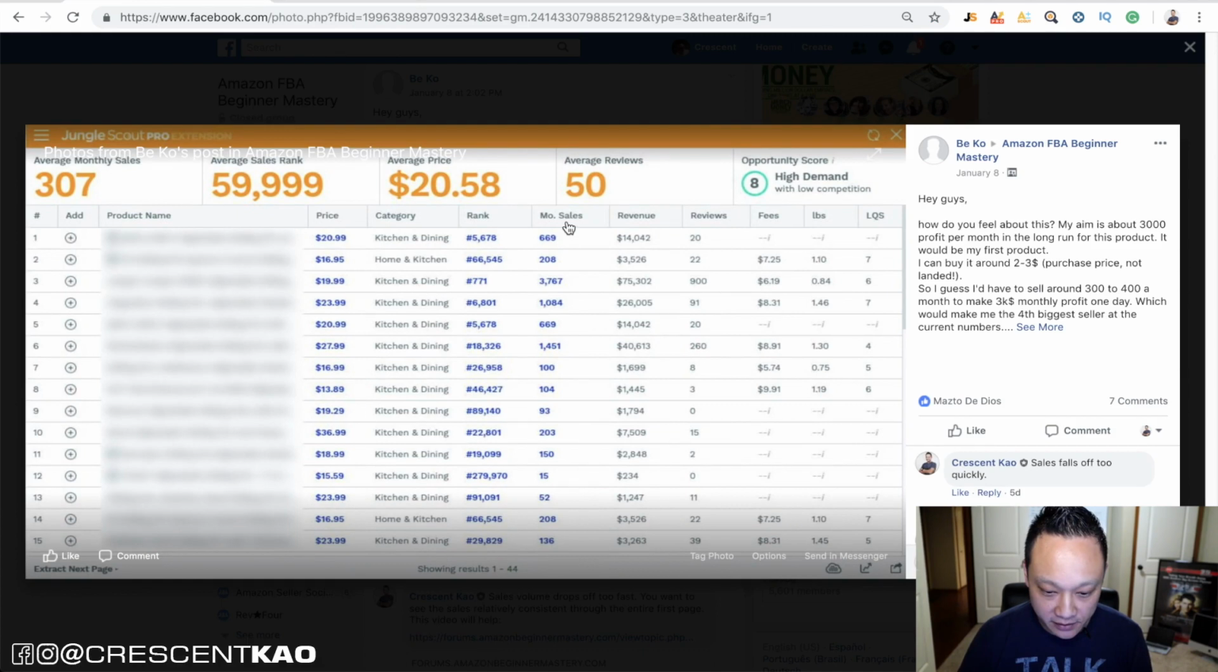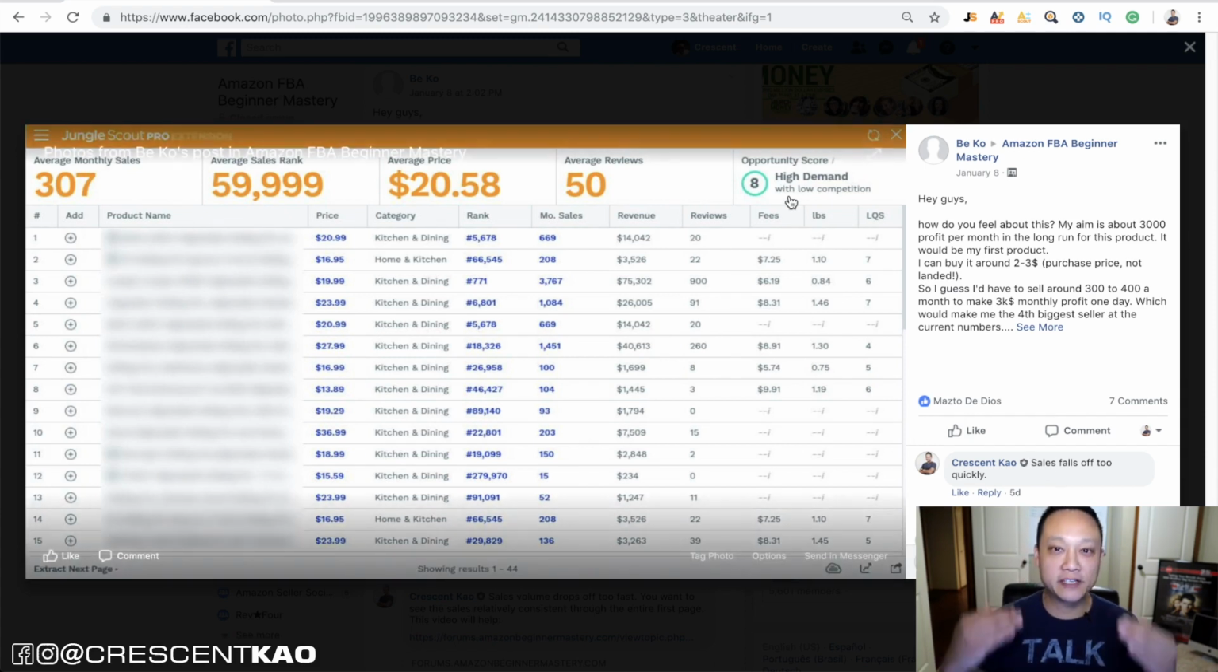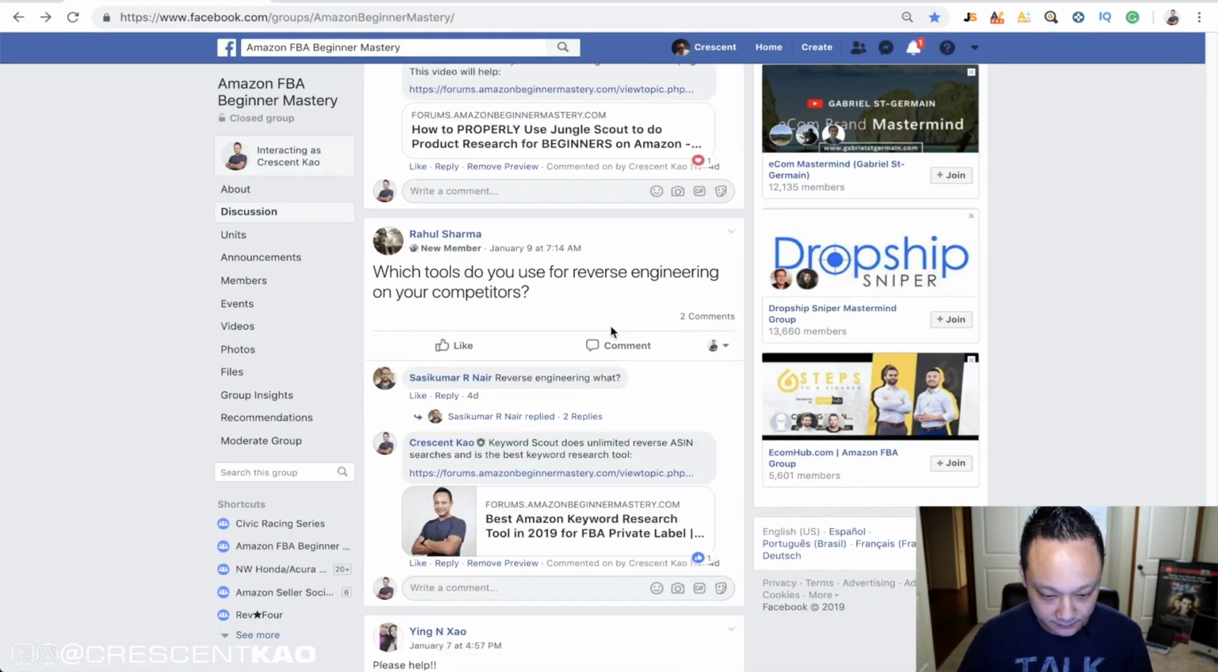Price point looks good. Monthly sales looks like it drops. It's not consistent. It starts off good and then it falls off. All right, and the reviews look good. All right, sales drops off too quickly. Make sure it's consistently the same or higher than your minimum all the way down. All right, let's move on.